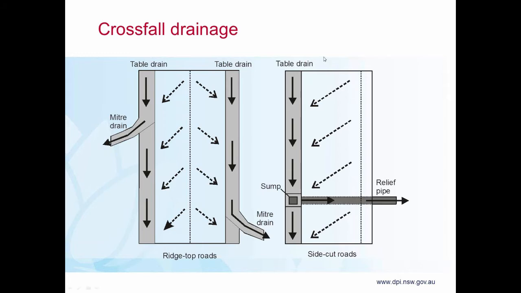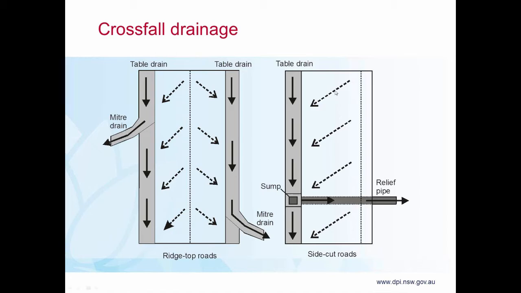In the next slide, we have a schematic diagram of what the drainage on these road types generally looks like. On a ridgetop road, which is the one on the left-hand side, the dotted line down the middle is what we call the crown. Water is drained from either side of that crown to generally a table drain on either side, and water is then removed from the road via things called mitre drains, which I'll show a photograph of soon.